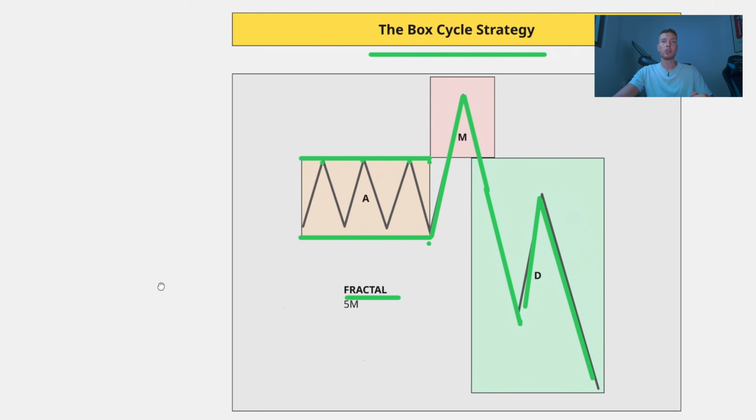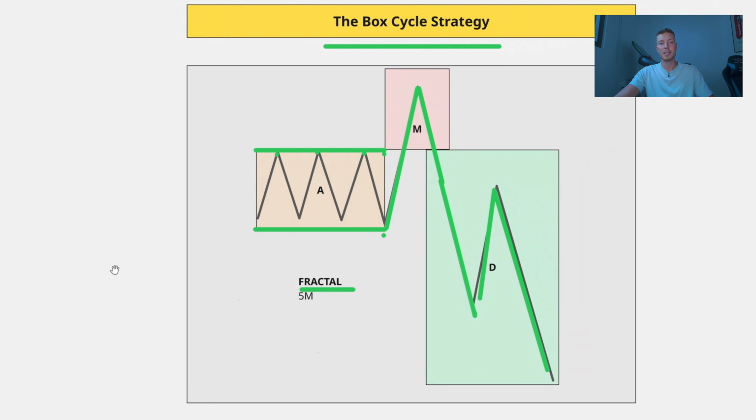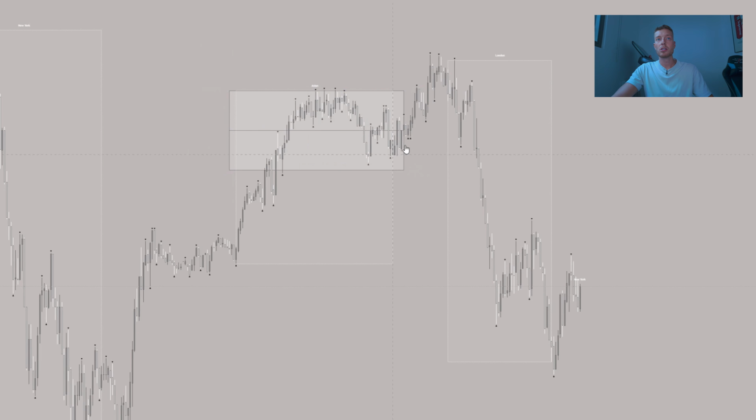So what I'll do is get on the chart and show you exactly how I implement it on a daily basis. Okay, so I'm on AUD/USD on the 5-minute time frame here. As you can see instantly, the Asian range has formed accumulation. Let me just draw that out so you can see. So the Asian range accumulated towards the back end.